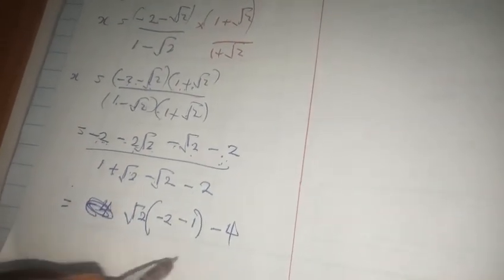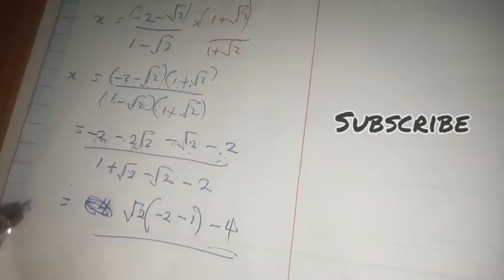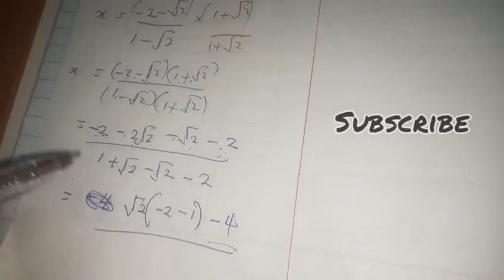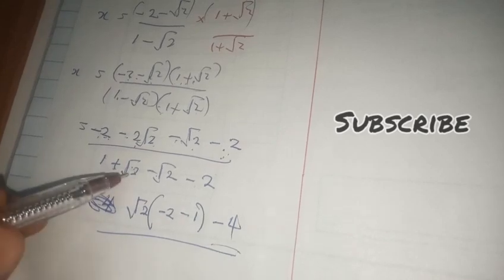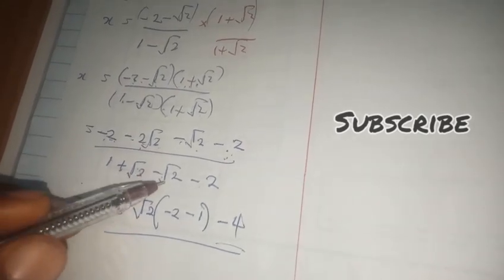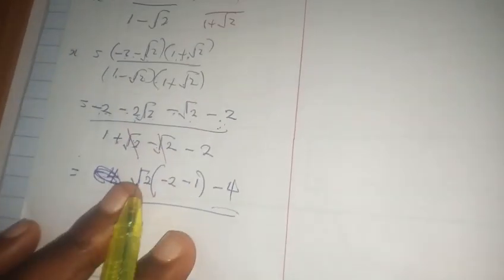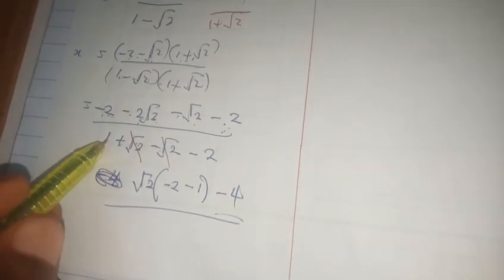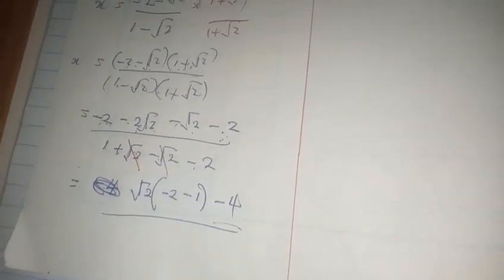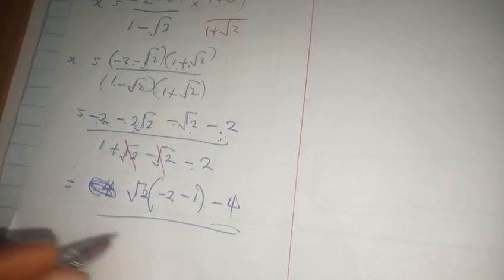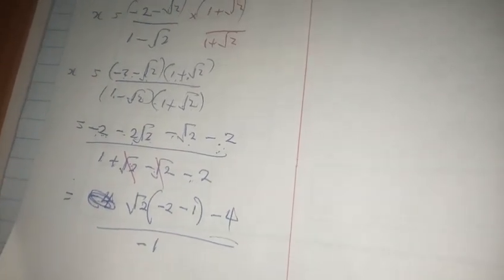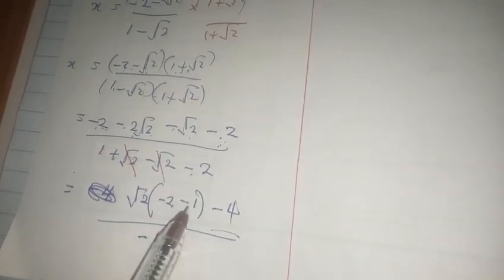Okay, let's do it this way, divided by all over. Now for this one here, plus root 2 minus root 2. I think this is out. This is out. So we are left with 1 minus 2. So we have 1 minus 2 is minus 1. We have it like this. So minus 2 minus 1.